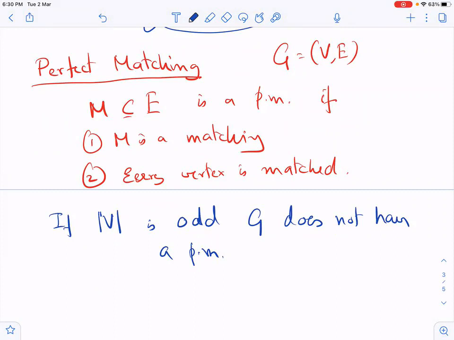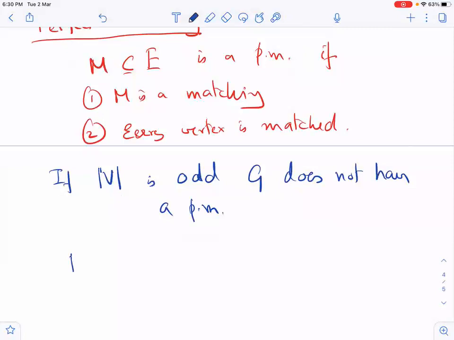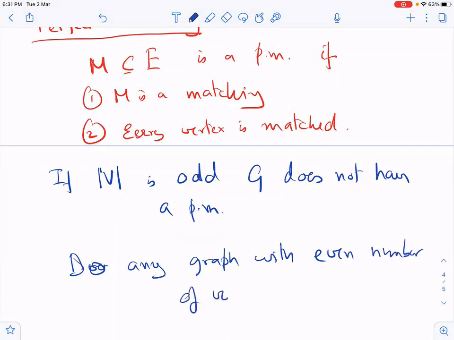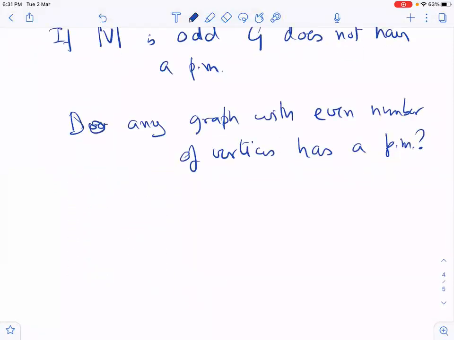But does it mean that any graph with an even number of vertices has a perfect matching? No. How many of you think it is no, and how many of you think it is yes?